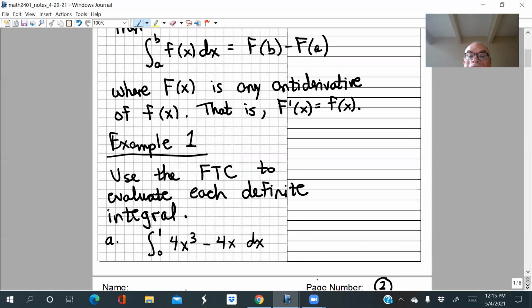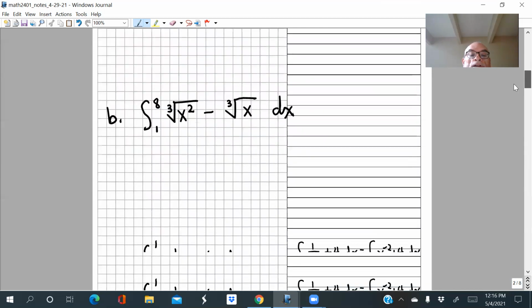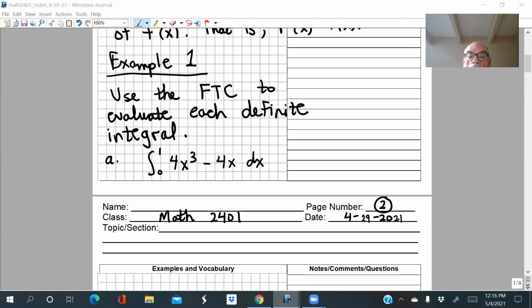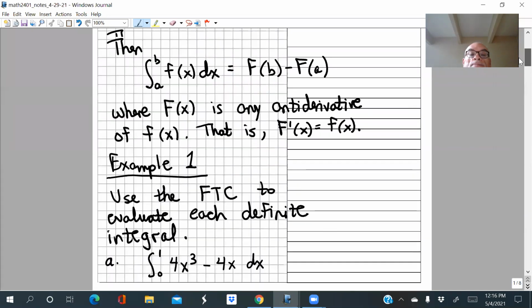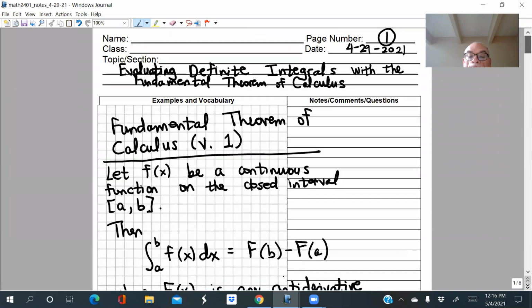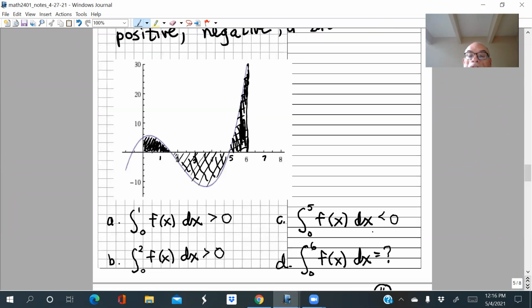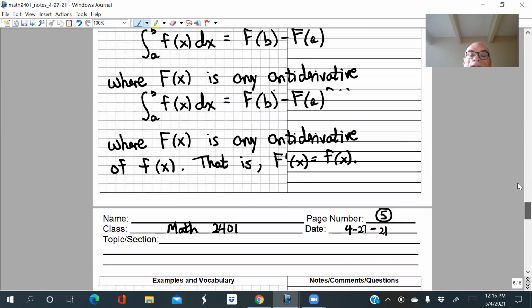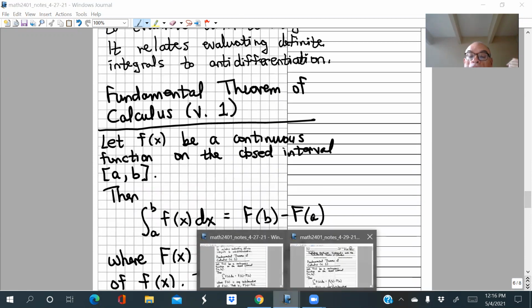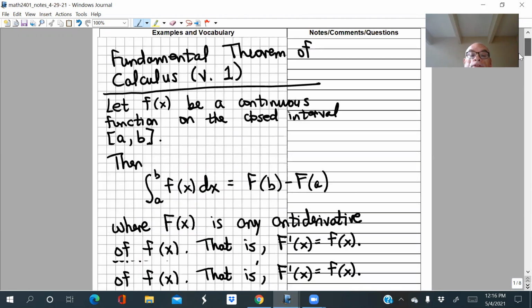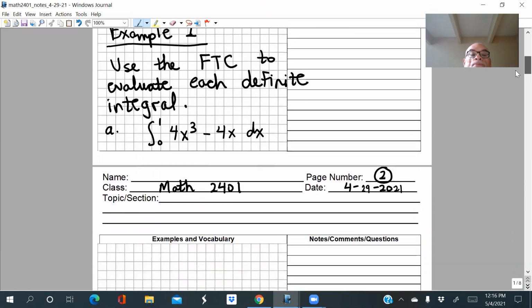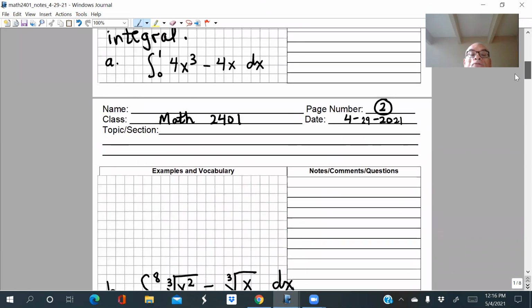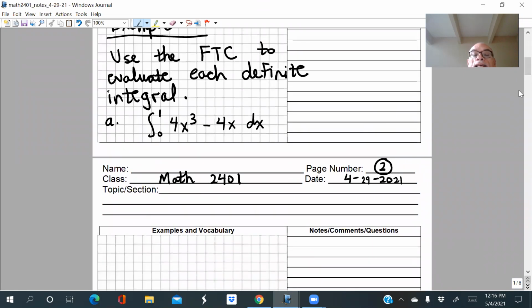I thought I had a picture there of the explanation, but maybe it's in the prior notes. Let me see. Well, no, it's the same explanation. So let me explain it for you with an example. Suppose we want to compute this definite integral.